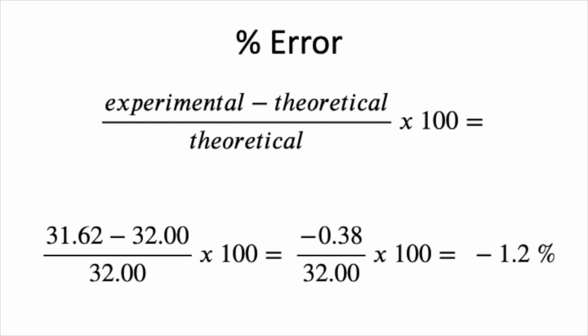Let's look at the significant figures here. I'll give an example and you can calculate the percent error from the data we've collected. In this example, let's assume we observed a freezing point of 31.62 degrees Fahrenheit for water. The percent error formula is given, and you can calculate the percent error from that.